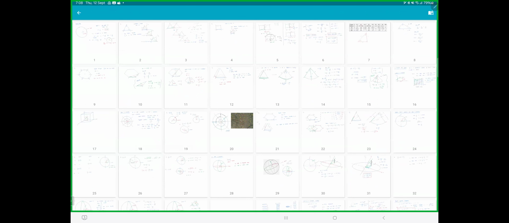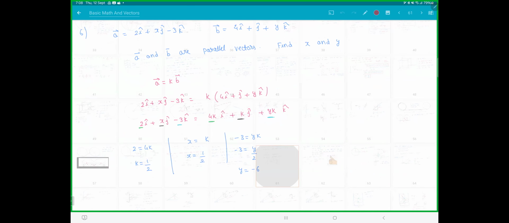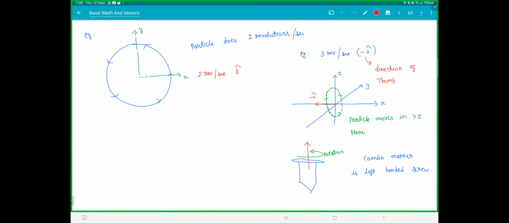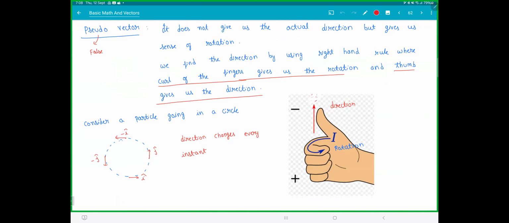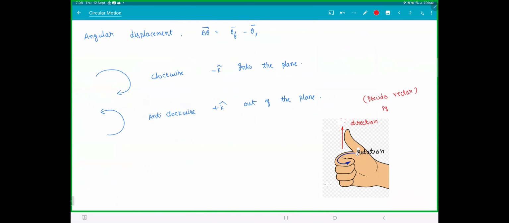Vectors. Sure. Pseudo vector, page 62. We did this in detail, but I'll just brief it up again. But you can refer to page 62, vectors.